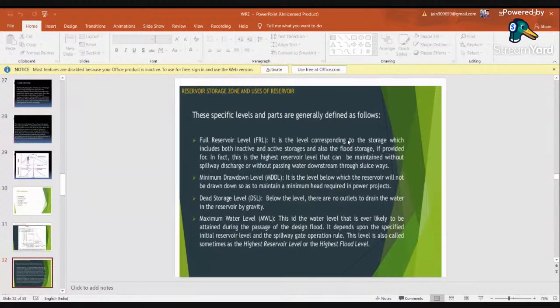The minimum drawdown level, MDDL, is the level below which the reservoir will not be drawn down, so as to maintain a minimum head required for power supply. And there is a dead storage level, that is DSL. Below this level there are no outlets to drain the water. Then the maximum water level, MWL, is the water level that is ever likely to be attained during the passage of the design flood.